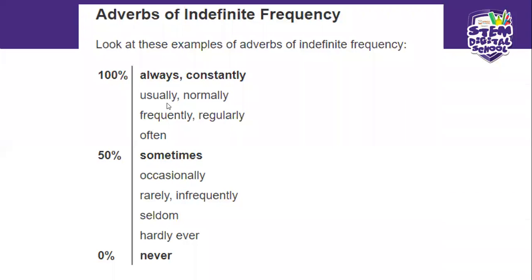And then at last we have always and constantly. So this is 100%. So always means 100%. It means that thing happens all the time. That is how often it happens. You can say, when I'm awake, I always blink. That's true. For as long as I am awake, I blink my eyes.